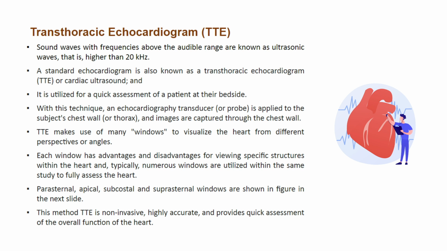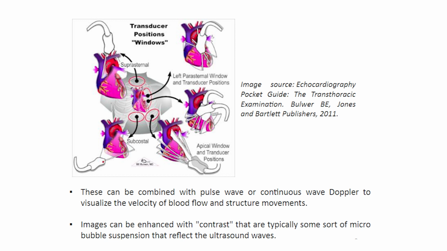Parasternal, apical, subcostal, and suprasternal windows are shown in the figure on slide 8. Parasternal long and parasternal short axis windows are taken next to the sternum. The apical 2, 3, 4 chamber windows are taken from the apex of the heart, that is from the lower left side of the heart, and the subcostal window is taken from underneath the edge of the last rib. You can see these windows as shown in the figure on this slide.